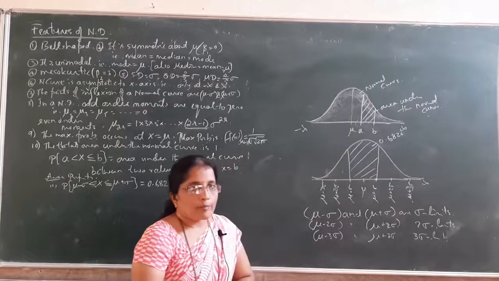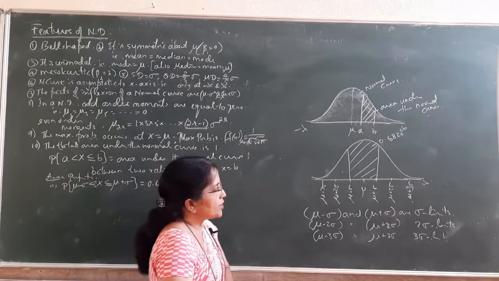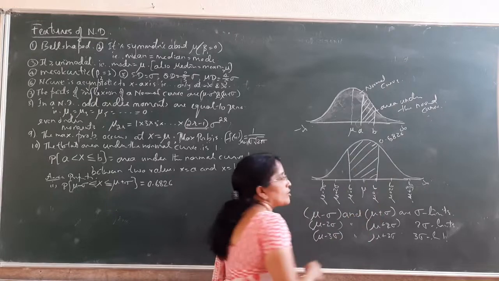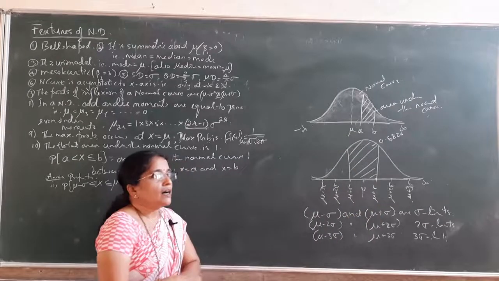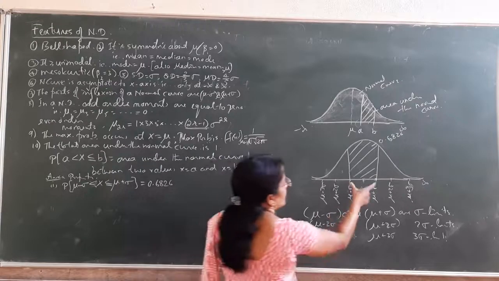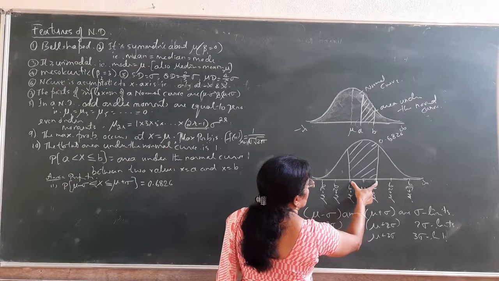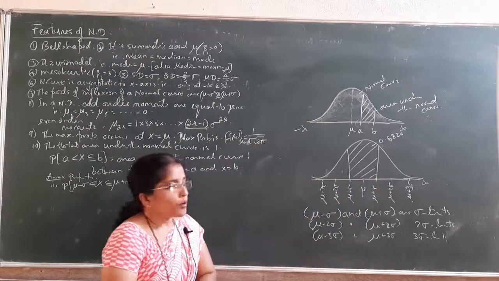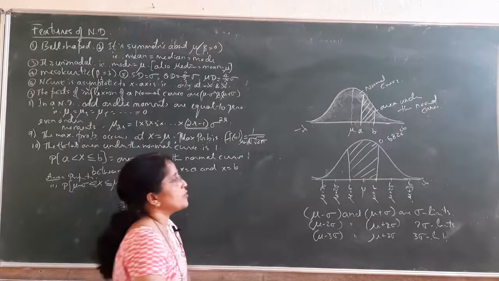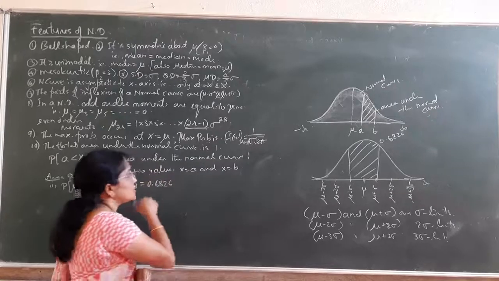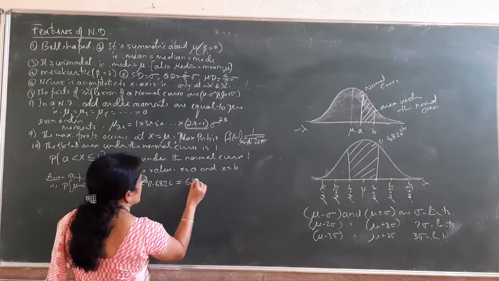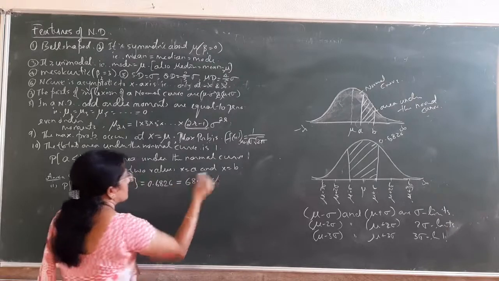This area indicates 0.6826. Or, for better understanding, if we consider the total area under the normal curve as 100%, then out of that 68.26% of the area is present between mu minus sigma and mu plus sigma, or the probability of a normal variate x lying in the sigma neighborhood of mu is 0.6826. This is the meaning of this statement, or we can represent this in terms of percentage.